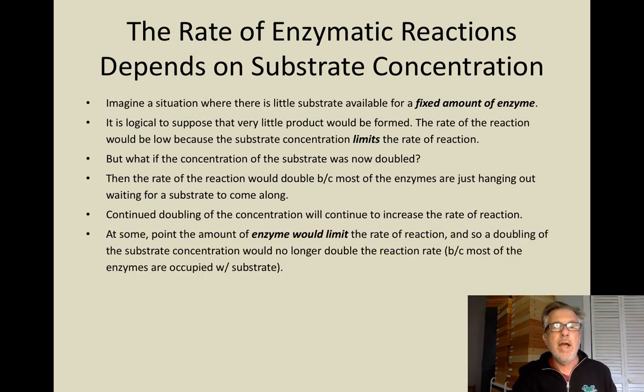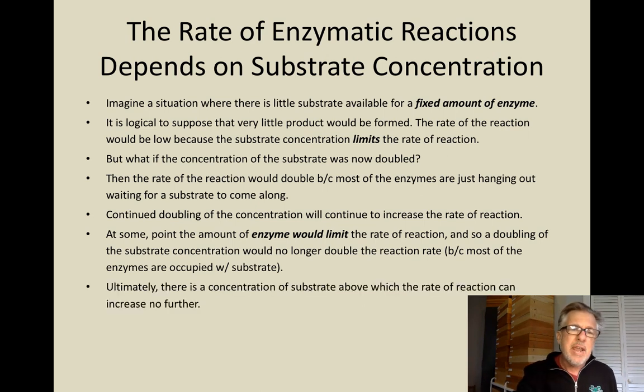But at some point, the amount of enzyme would start to limit the rate of reaction because most of the enzymes would be occupied with substrate. And so a doubling of concentration would no longer cause a doubling of reaction rate because most of the enzymes are busy with substrate, creating product. And then at some point, there must be some concentration of substrate above which the rate of reaction can increase no further.